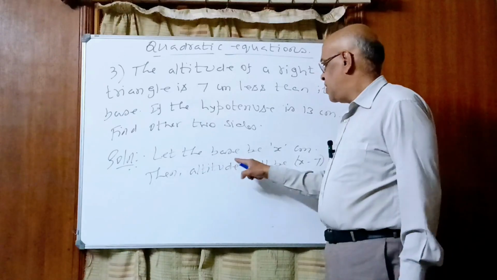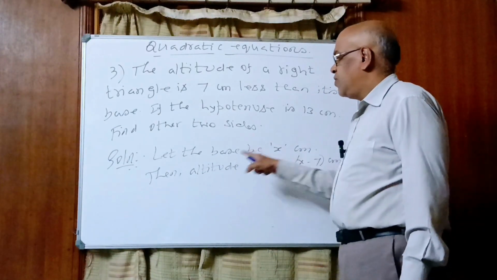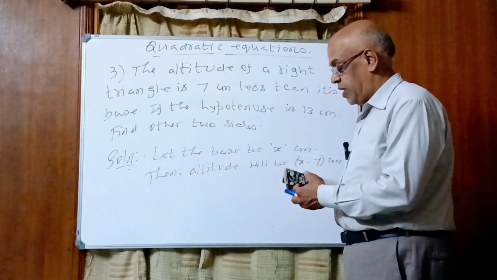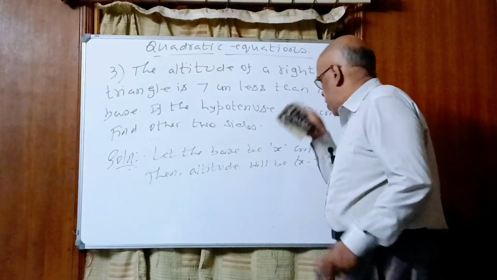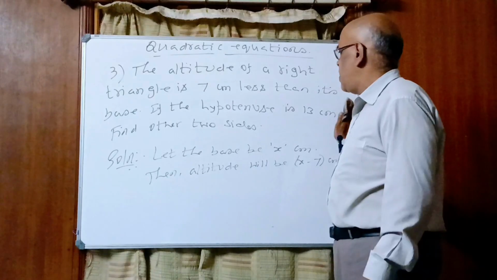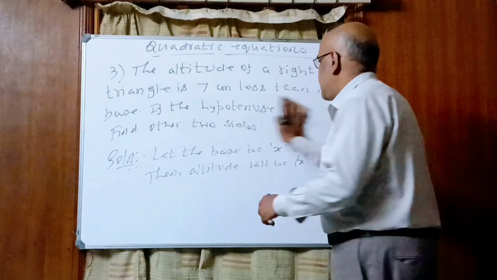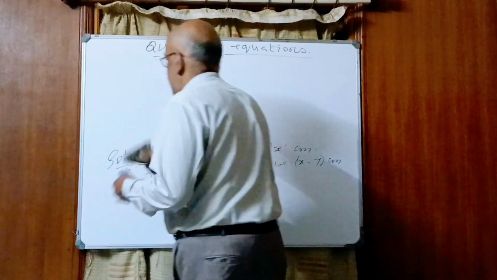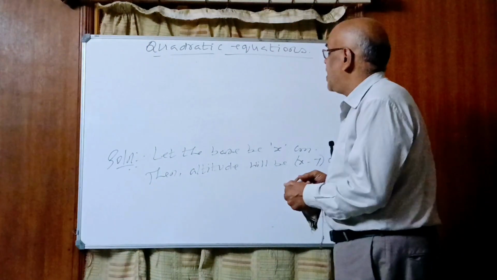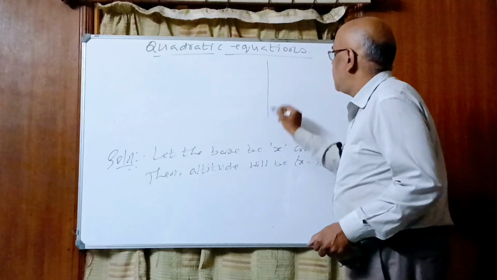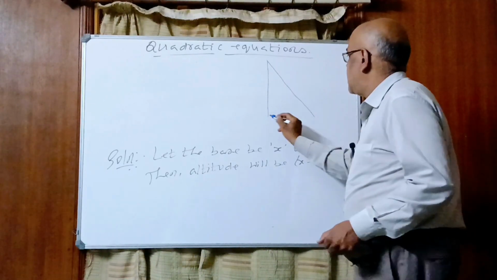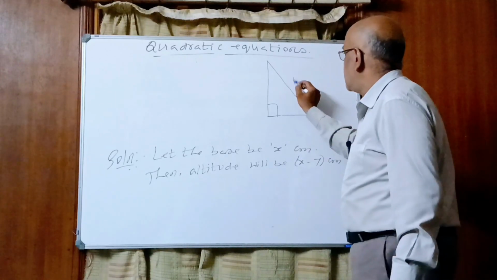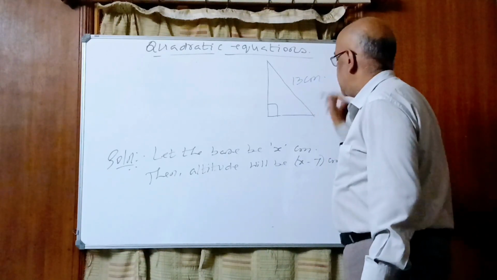Let the base be x centimeters. Then what will be the altitude? Altitude will be x minus 7 centimeters. Then the hypotenuse will be 13 centimeters. Now draw a right triangle, in which one angle is 90 degrees. You have to apply the Pythagoras theorem. What is the hypotenuse? 13 centimeters.